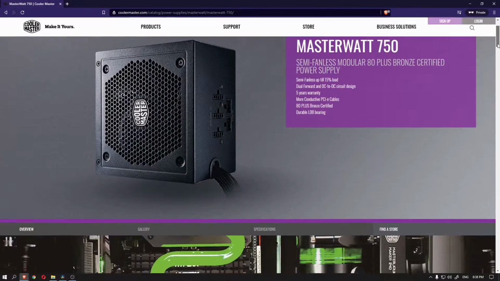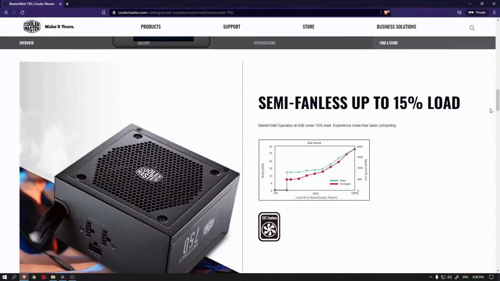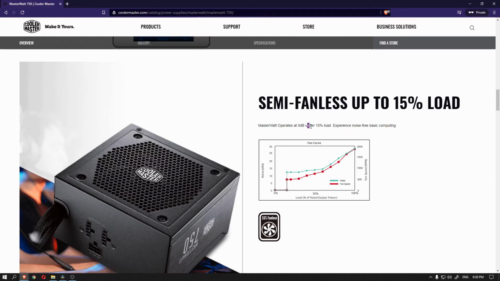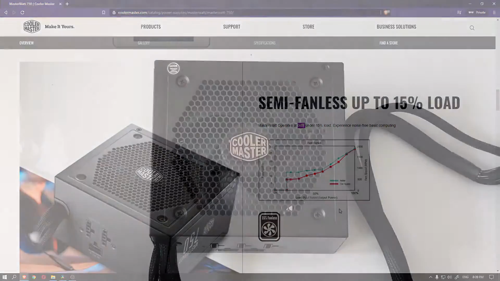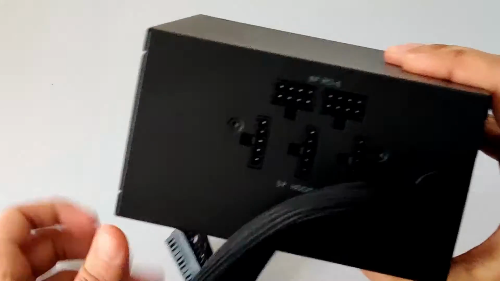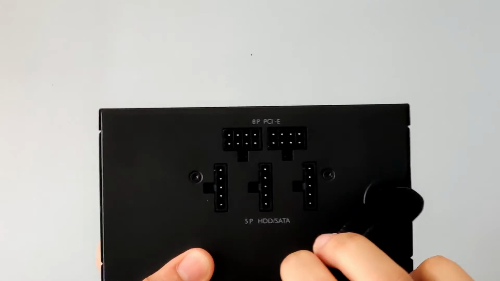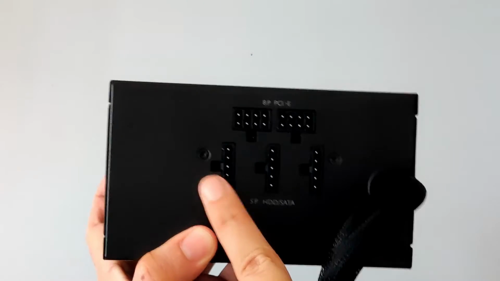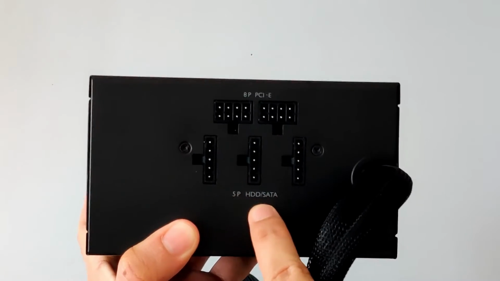The terms semi-fanless and 15% fanless mean the fan will not spin under 15% load, offering 0 dBA noise. When demand for the power increases, the gradual fan curve provides measured cooling with little to no noise at any output level. There are only 2 types of ports available on the back of the power supply unit. You will get 2 8-pin ports for PCI Express connectors and 3 5-pin ports for SATA and HDD connectors.